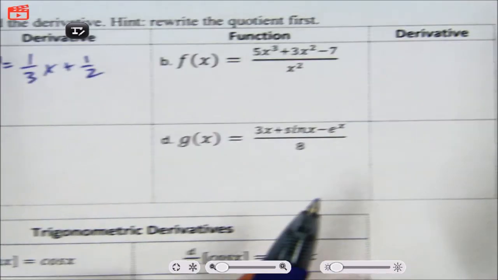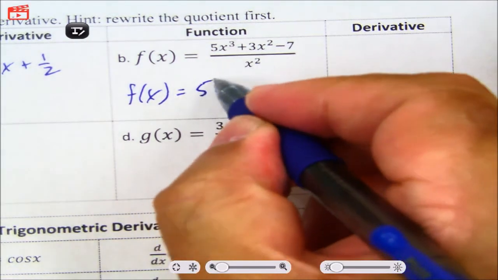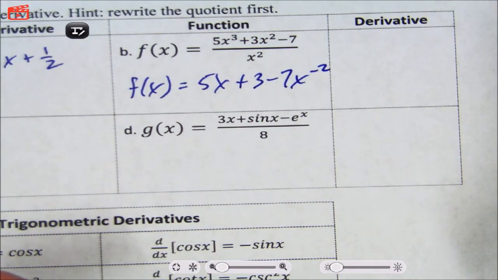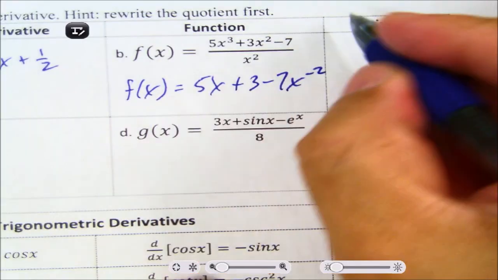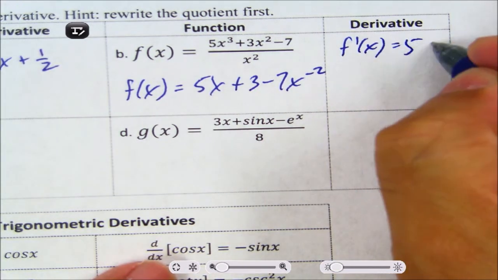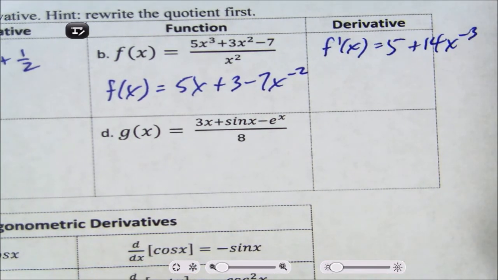Alright. So I am going to rewrite this by dividing through by the x squared. So that's going to be 5x plus 3 minus 7x to the negative 2. Then you just apply the power rule. So that would be 5 plus 14 x to the negative 3. So then you just took the derivative of that. So you didn't have to use the quotient rule. So this is all saying that it looks like you should use the quotient rule, but you don't have to.